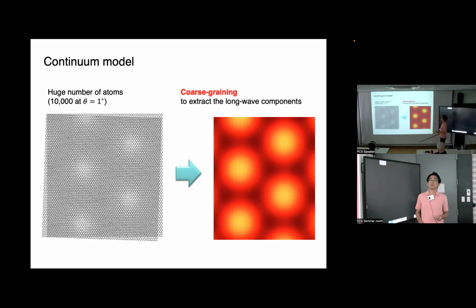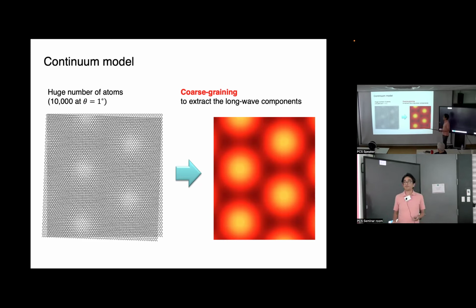So it's very difficult to deal with so many atoms in a unit cell. People usually smear the lattice structure and extract a continuum model. This is like a schematic. Originally, of course, we have a honeycomb lattice, but in some way we do some sort of coarse graining, and we end up with a continuum equation.